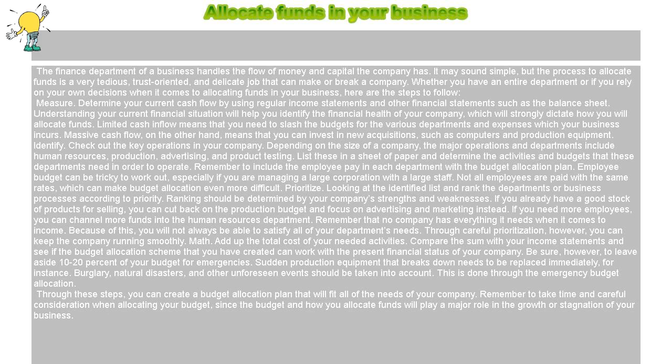Prioritize. Looking at the identified list, rank the departments or business processes according to priority. Ranking should be determined by your company's strengths and weaknesses. If you already have a good stock of products for selling, you can cut back on the production budget and focus on advertising and marketing instead. If you need more employees, you can channel more funds into the human resources department.